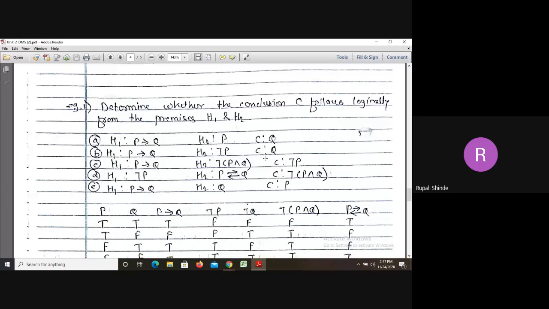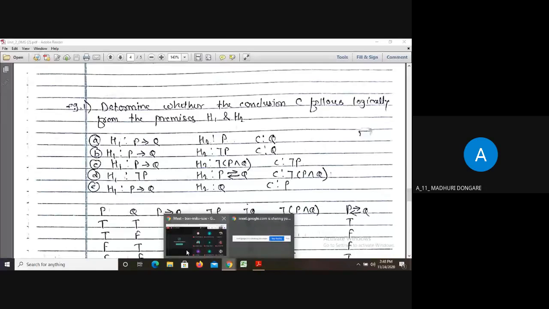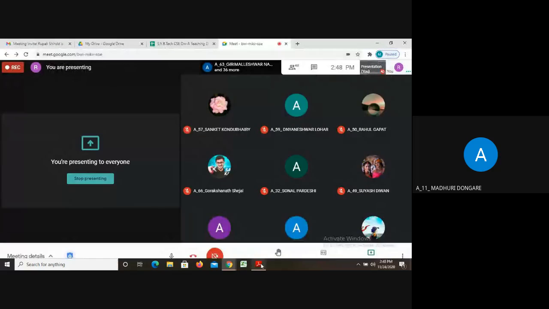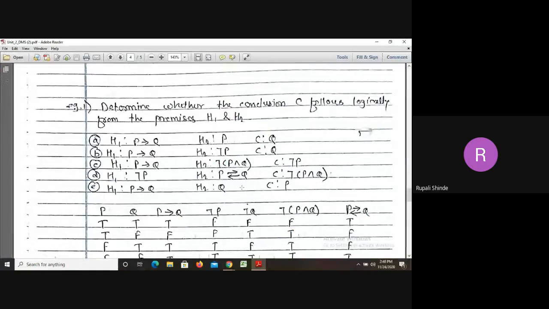Hello? Have we solved it? Yes, ma'am. So what about C? Whether C is a valid conclusion? Not valid. Not valid.